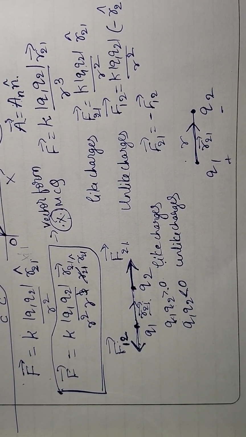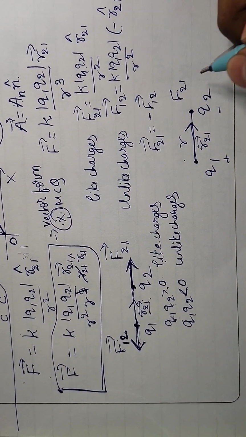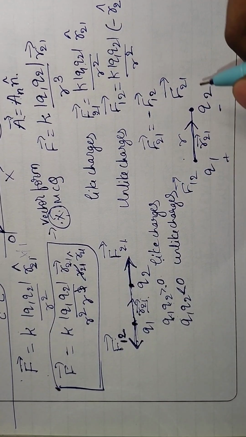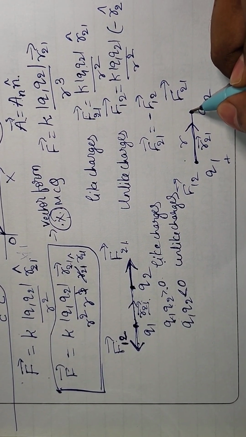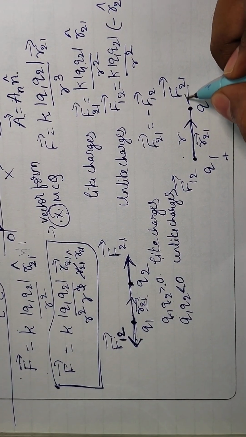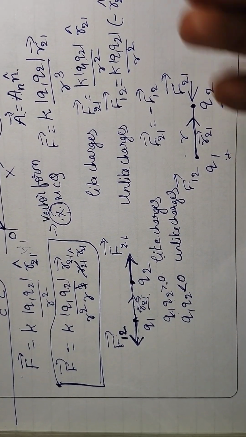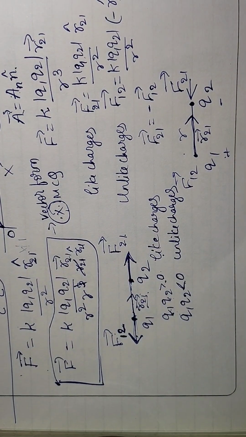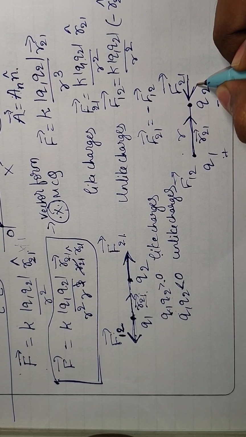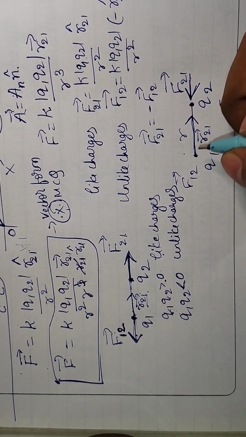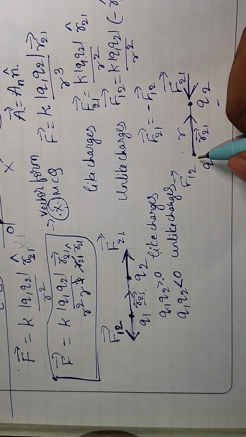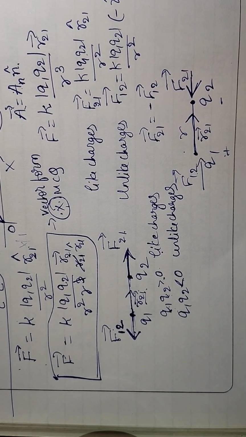Now, what happens if they are unlike charges? Tell me, there will be F21 vector and F12 vector, right? Now you should tell me the direction. Okay, now the force on this charge Q2 due to charge Q1 will be in which direction? In the opposite direction, right? Because this positive charge will pull the negative charge from this side to this side. So this is the direction of F21 vector. And what happens to this positive charge? This negative charge will pull the charge from this direction to this direction. So this F12 will act in this direction.